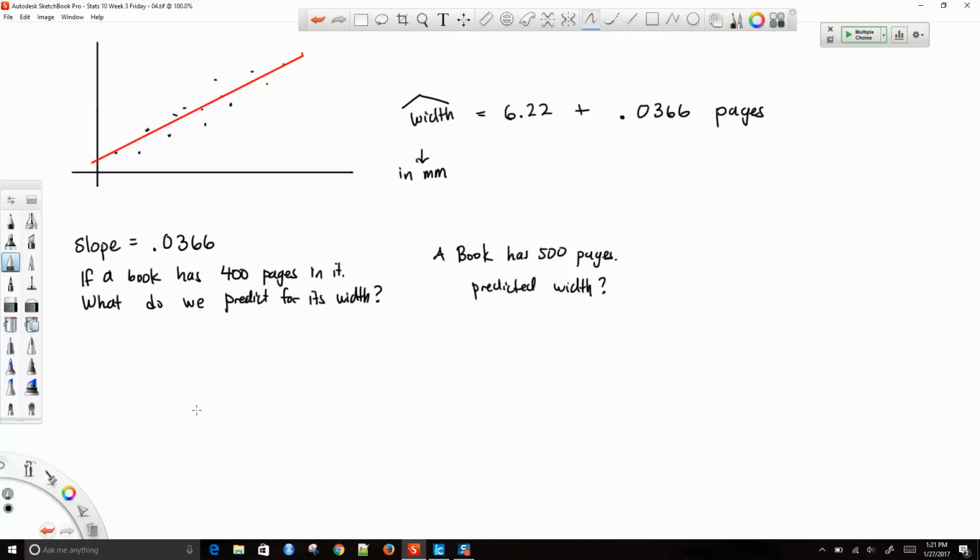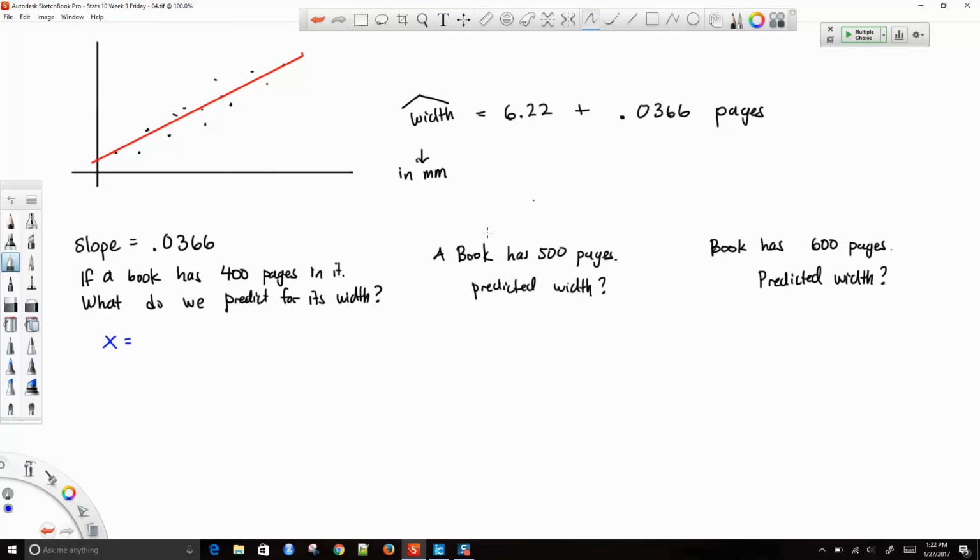Okay, here we'll do one more. Then the book has 600 pages. And what is its predicted width? All right, do we have some values here? Yes? No? Maybe? Okay.